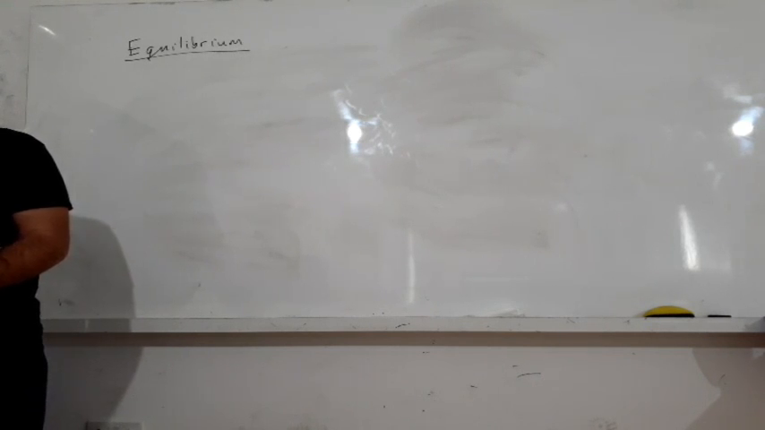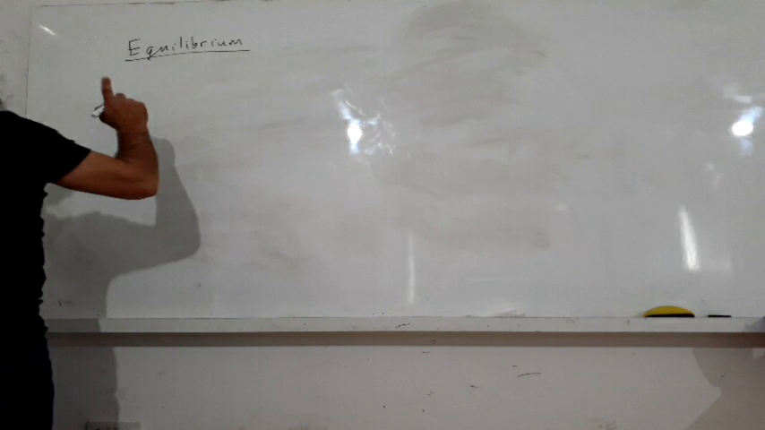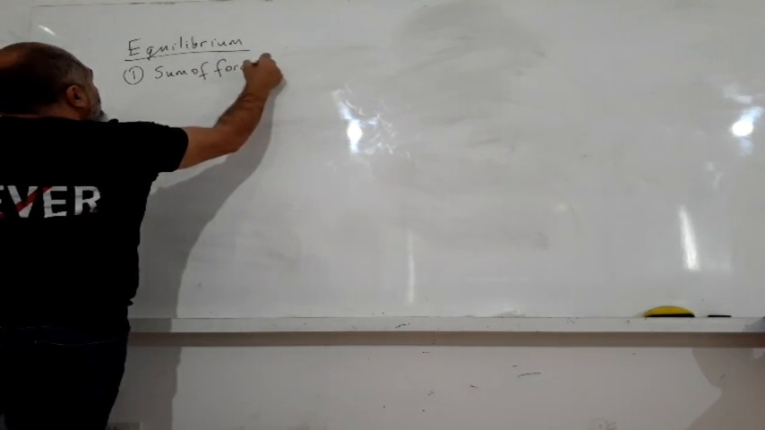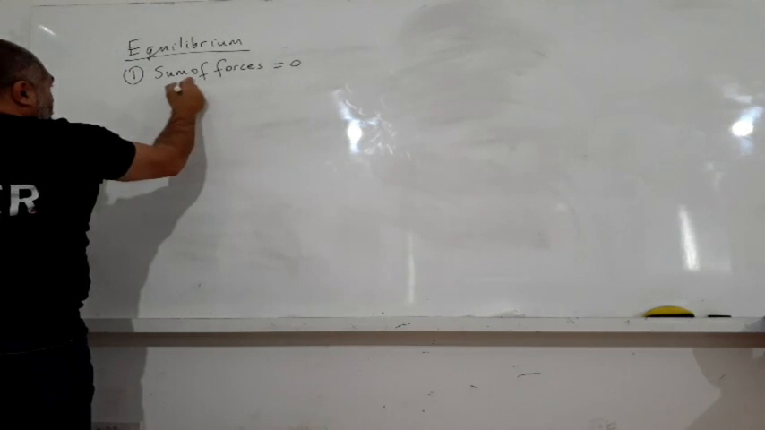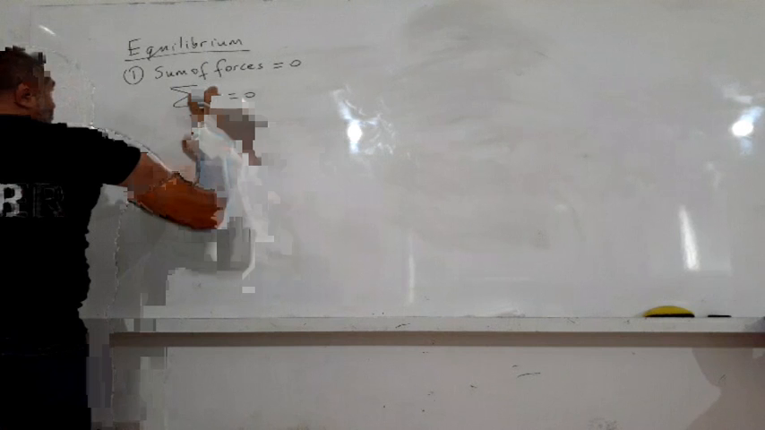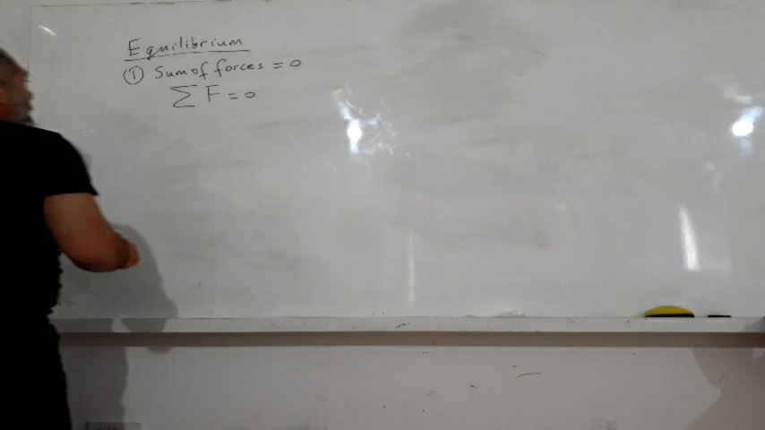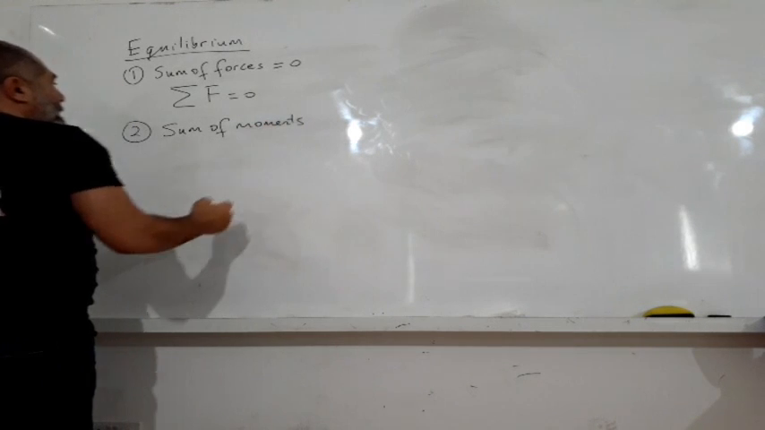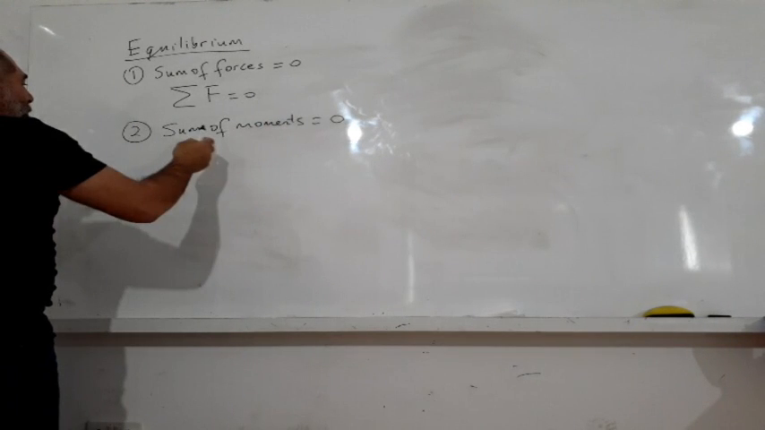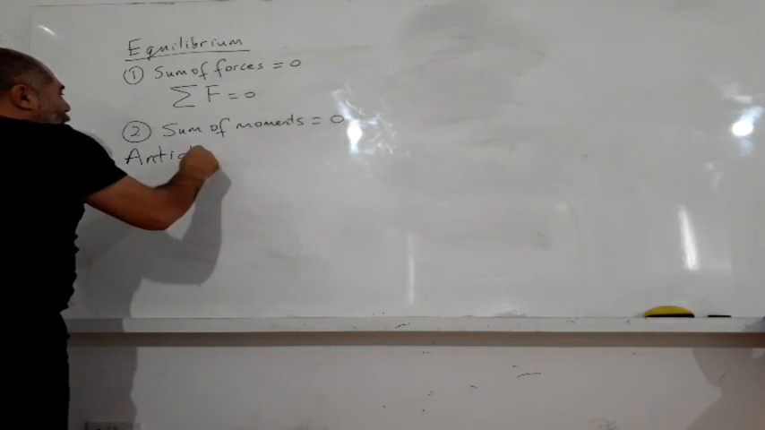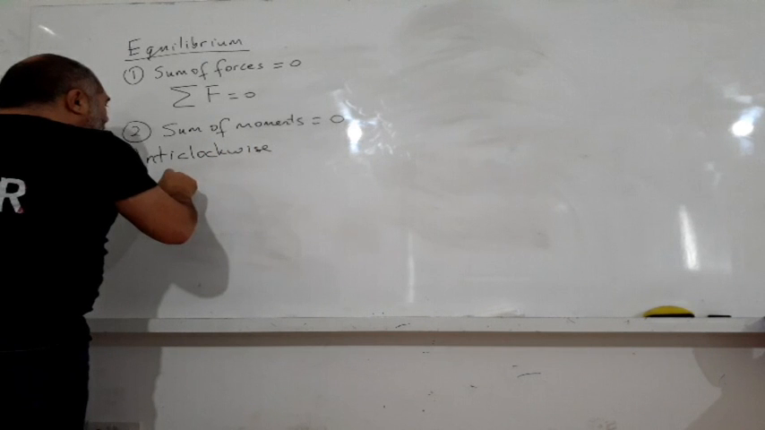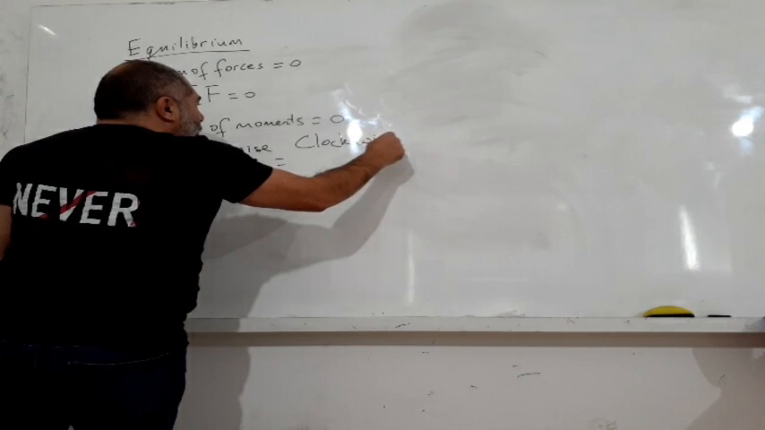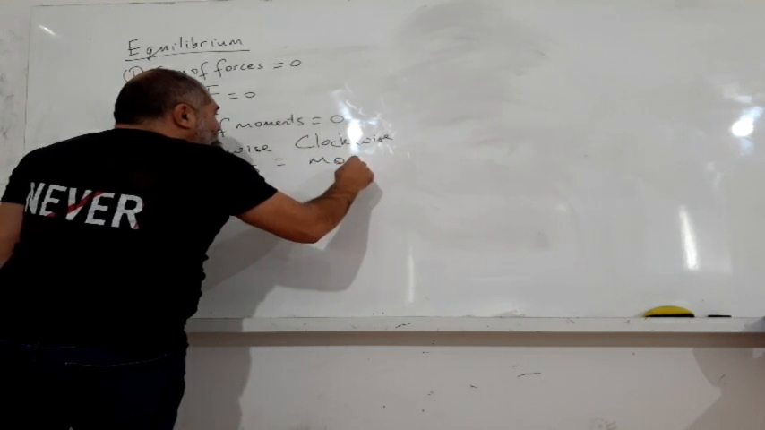Equilibrium means sum of forces is equal to 0, and second thing about equilibrium, sum of moments must be equal to 0 as well, which means anti-clockwise moments must be equal to clockwise moments. 2 rules must be okay to have a complete equilibrium.